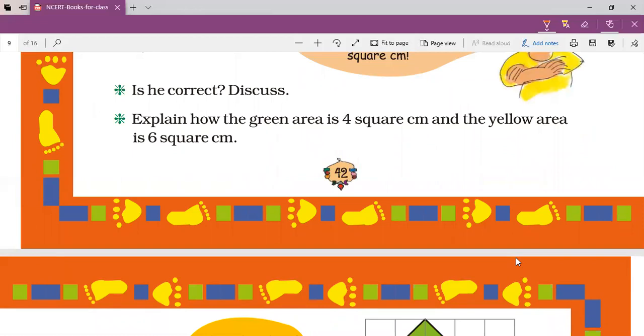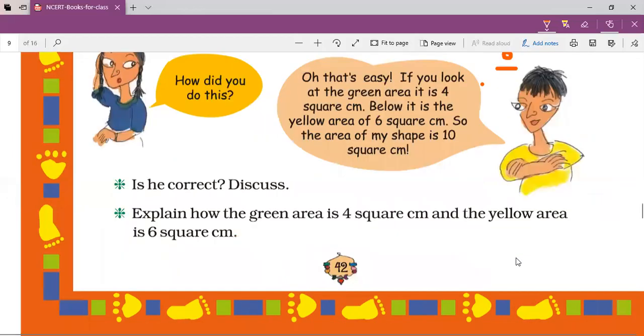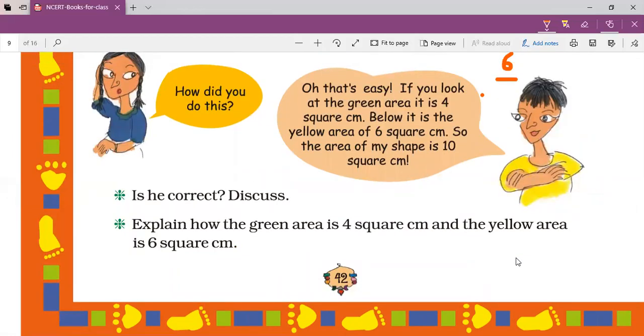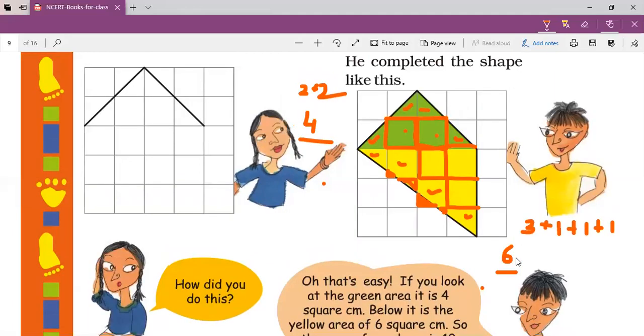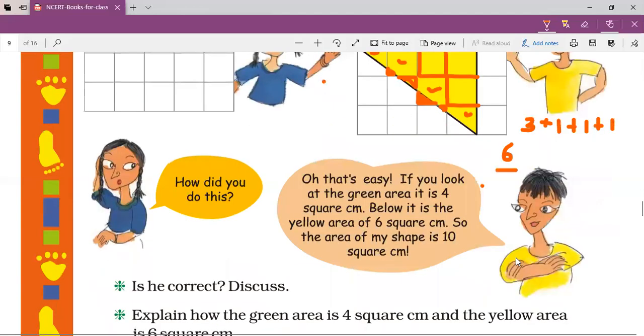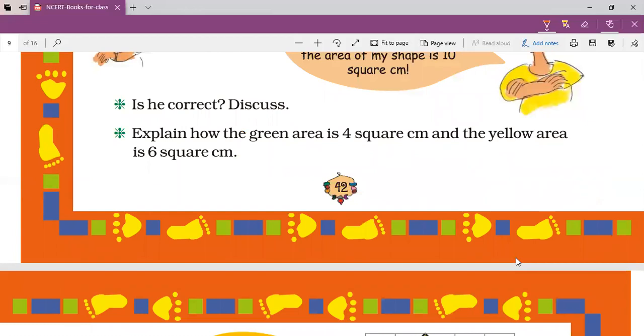And we have explained how in this question the green area is 4 square centimeter and the yellow area is 6 square centimeter. Understood how we get the answer? No need to write or explain here. Just understand this concept while I'm teaching you. No need to write the complete answers in your textbook because the explanation might go into a big answer. So better just try to understand.